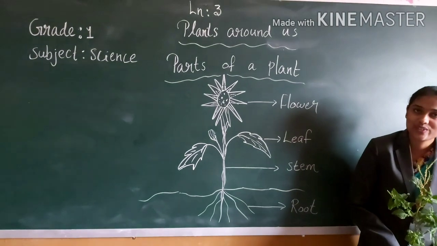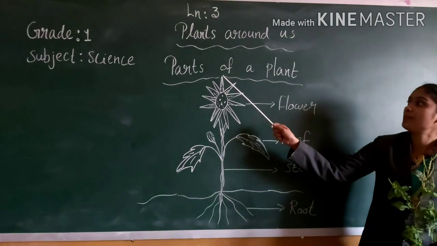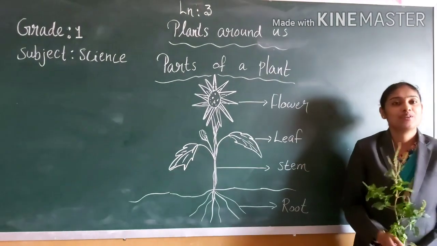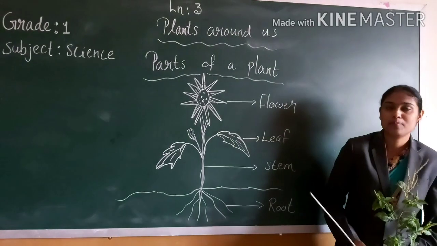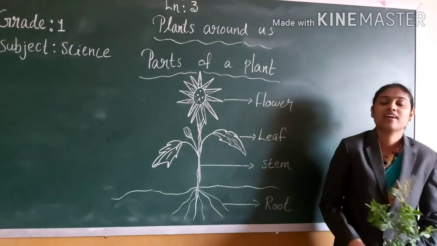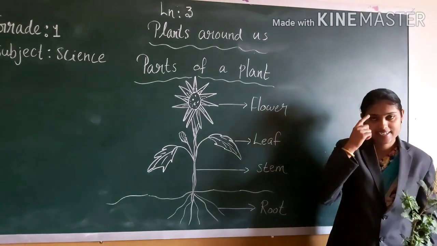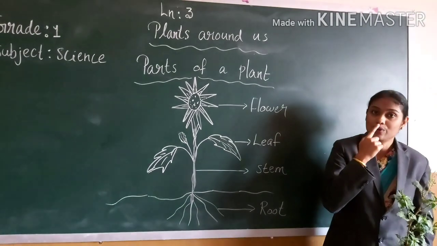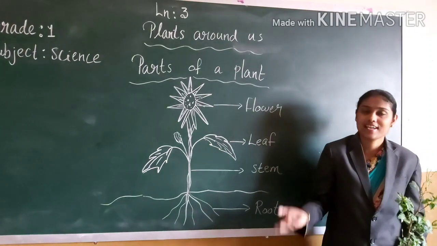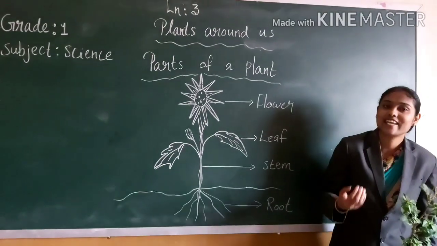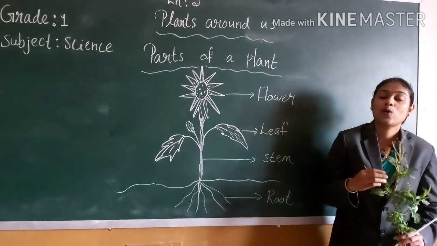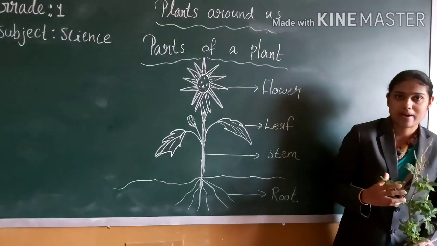Now we are going to discuss about parts of a plant. You know that we are human beings. We have body parts like head, eyes, nose, hand, etc. Just like us, plants also have their own body parts.